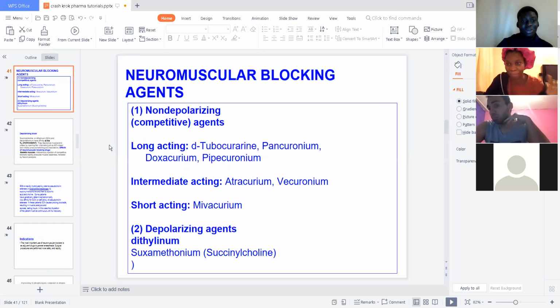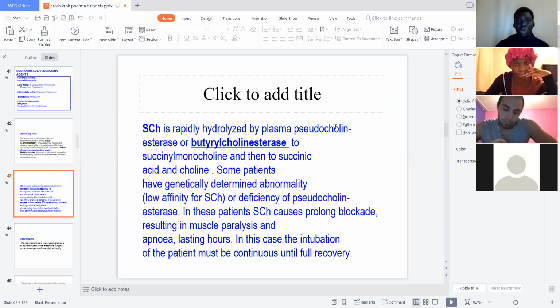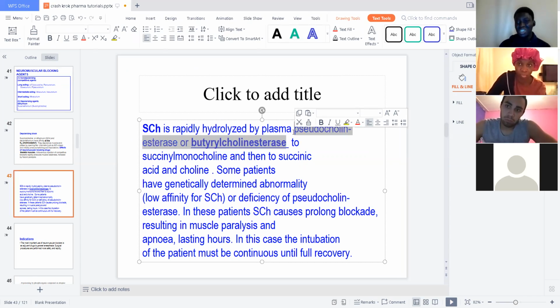Yes. Okay, so there are two types of neuromuscular blocking agents, depolarizing and non-depolarizing. For depolarizing, we have diethylenum and succinylcholine. When you inject a patient with succinylcholine, normally it's supposed to be broken down by a substance in the blood called pseudocholine esterase or butyrylcholine esterase. Krok uses both of them, so they might change it however they like. After you inject a patient with succinylcholine, it takes 1 hour for it to break down. But some people have a low amount of pseudocholine esterase, so it takes longer for them to break down succinylcholine.